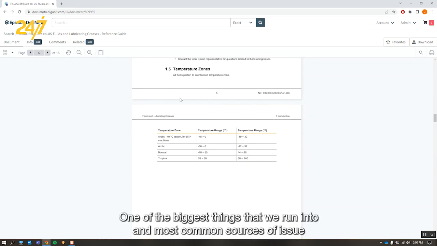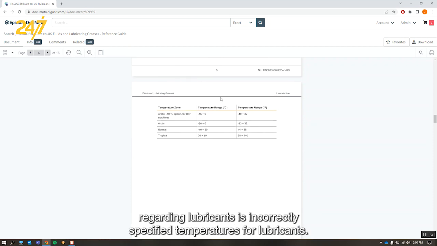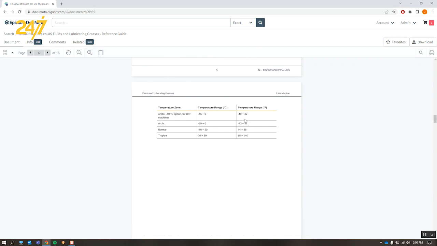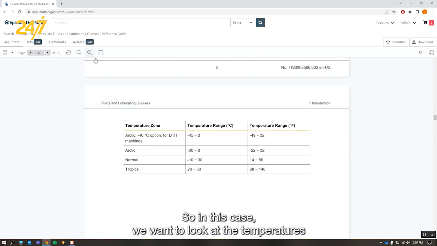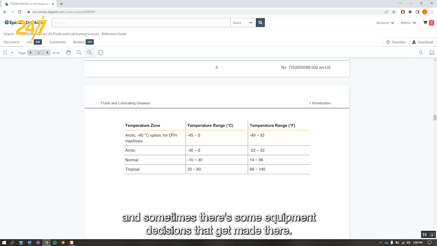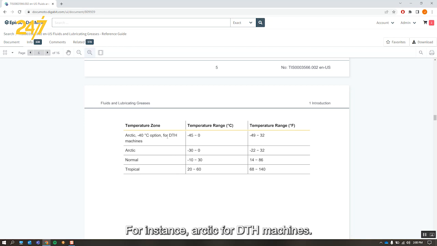One of the biggest things that we run into, and most common sources of issue regarding lubricants, is incorrectly specified temperatures for lubricants. So in this case, we want to look at the temperature zone that the machine is going to be operating in. For instance, we have Arctic, normal, and tropical. And sometimes there's sub-equipment decisions that get made there. For instance, Arctic for DTH machines.